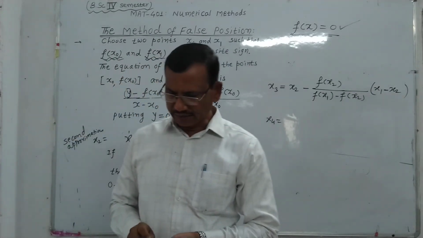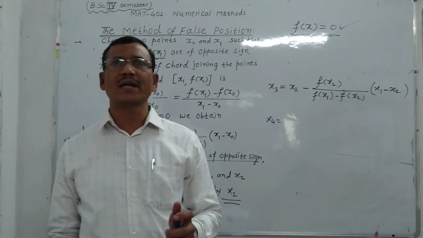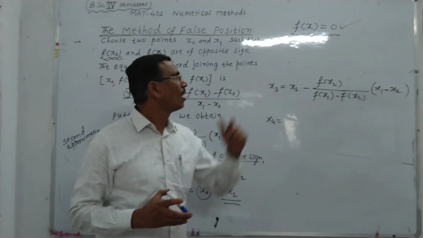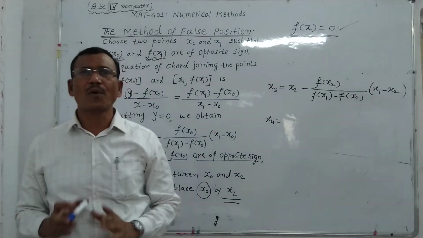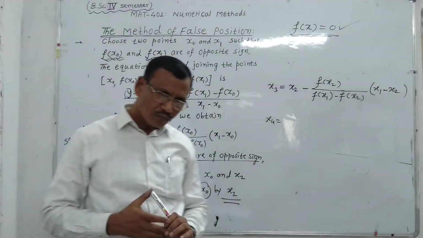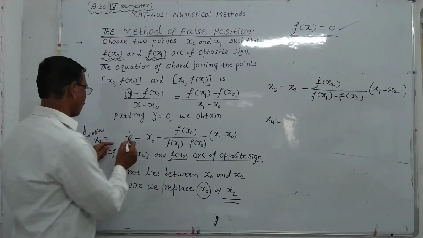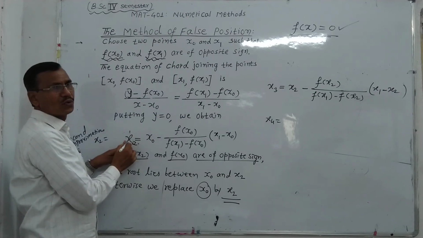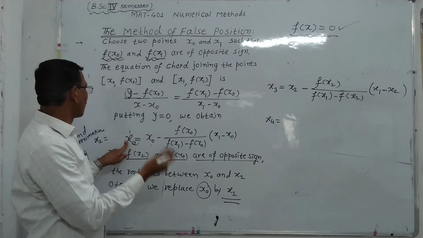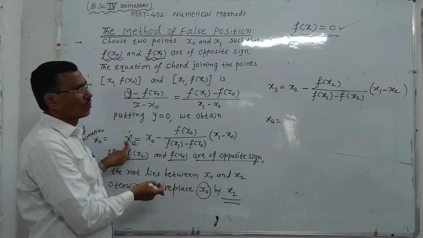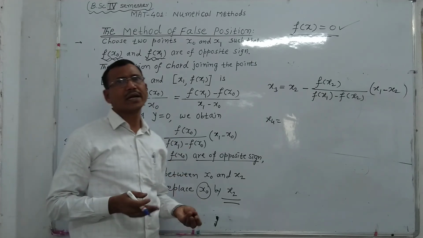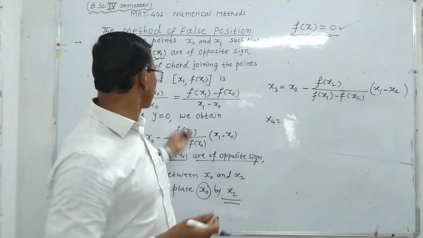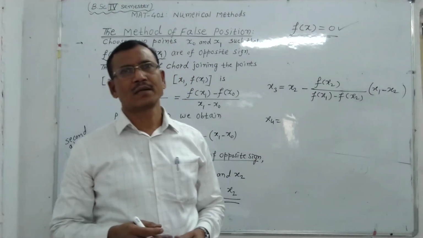This is the next operation. We shall continue in this manner and obtain a solution or approximate solution of the equation f(x) = 0. You only have to remember this formula. The first approximation is x0 and x1, then x2 is equal to this one, then replace x0 by x2 and continue like this. You will get the corresponding approximations. Problems can be solved by substituting the values only.